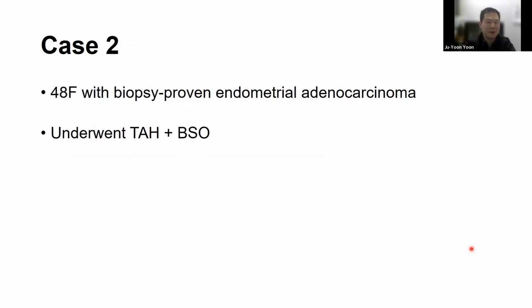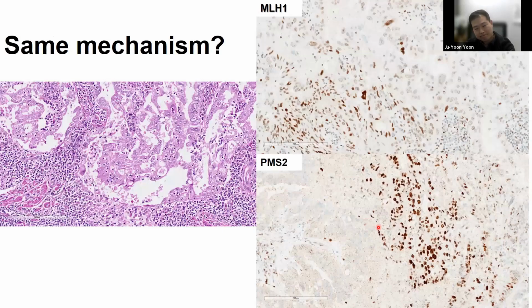Case 2, 48-year-old, biopsy-proven endometrial adenocarcinoma. Underwent resection, total abdominal hysterectomy plus bilateral salpingo-oophorectomy. And this is what I saw. So again, the heterogeneous pattern of MLH1 and PMS2.